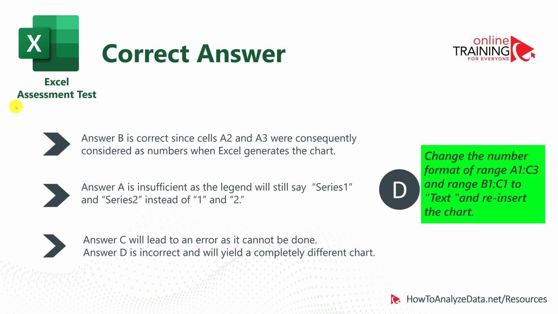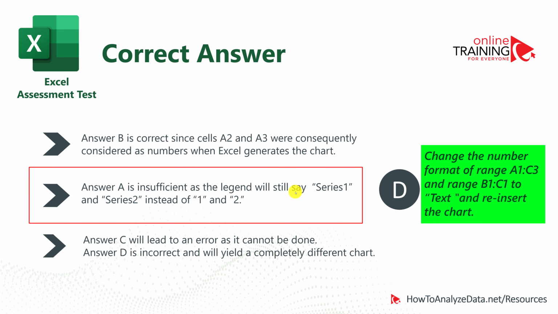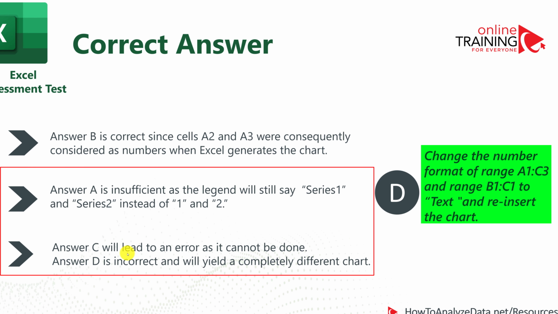You need to change the number format of the ranges A1 through C3 and ranges B1 through C1 to text and reinsert the chart. Answer A is insufficient, as the legend will still say Series 1 and Series 2 instead of 1 and 2. Answer C will lead you to an error and cannot be done. And answer D is incorrect and will yield a completely different chart.